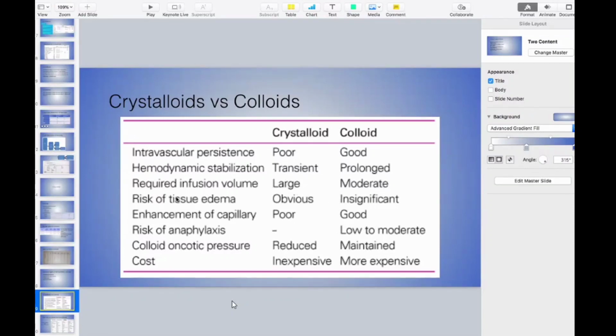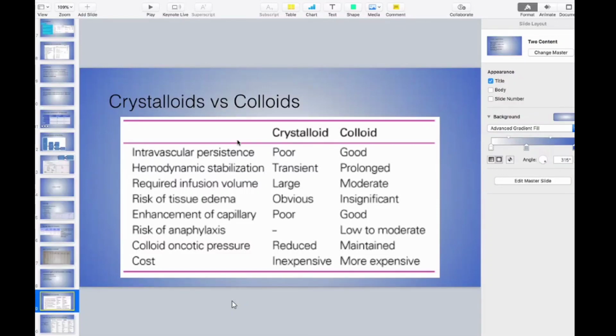Okay, so there is a risk of tissue edema with crystalloid. When you give too much crystalloid, if you are in a pediatric ward or a medical ward, you might see periorbital edema. That says you have given too much fluid. So the periorbital edema is obvious. But with colloid, that risk of tissue edema is less.